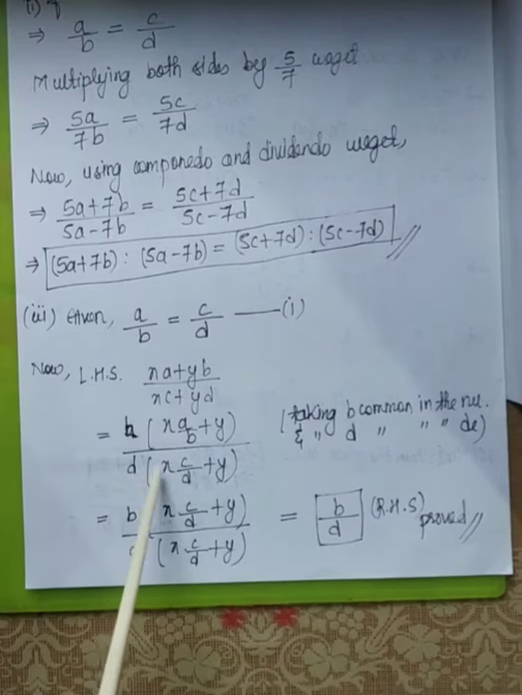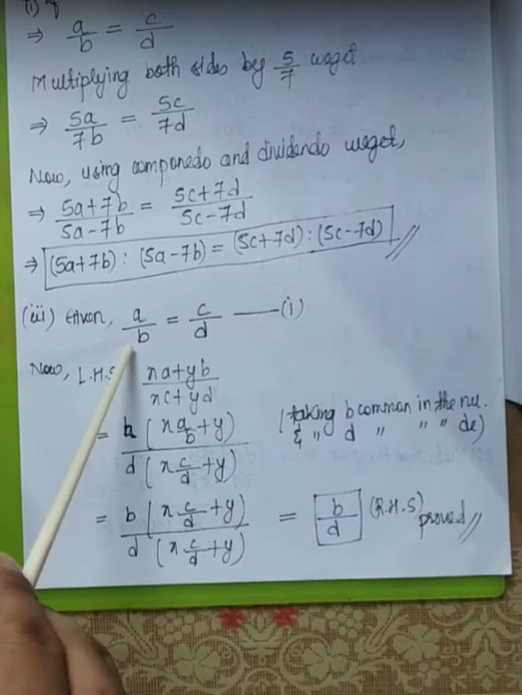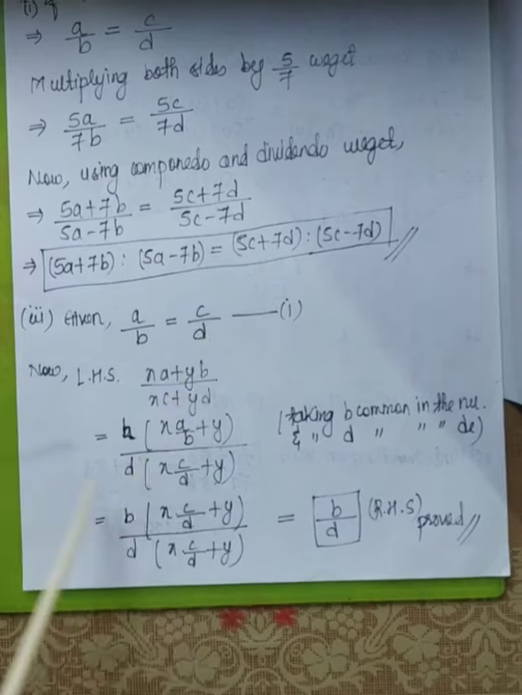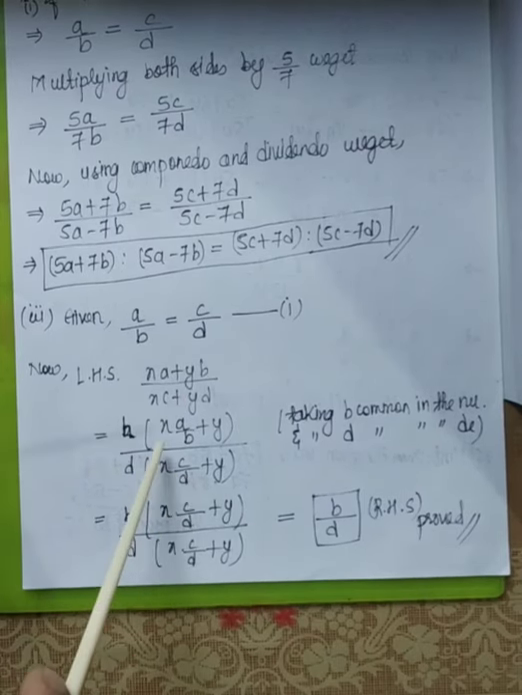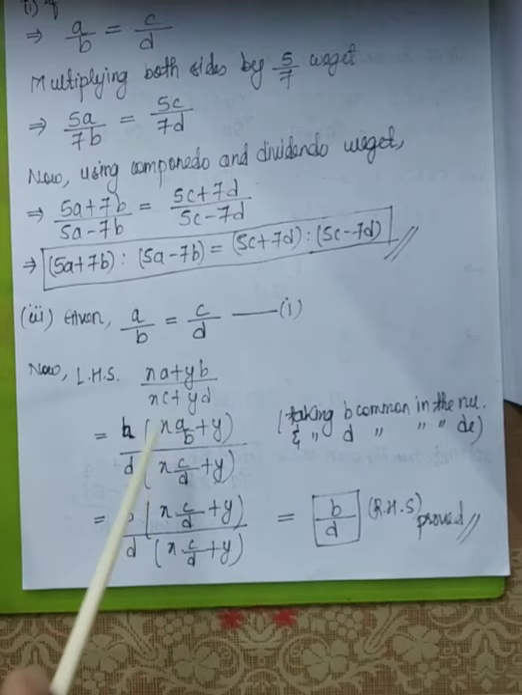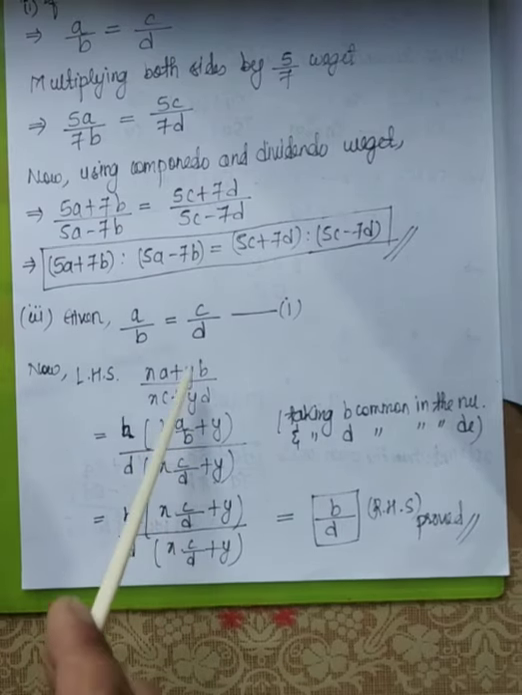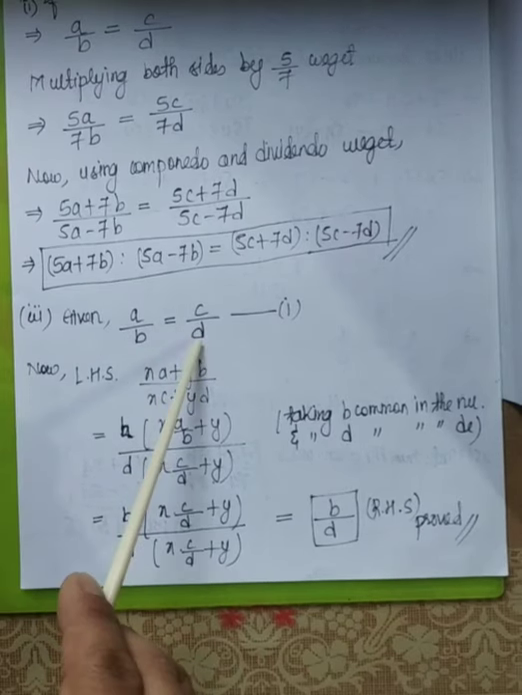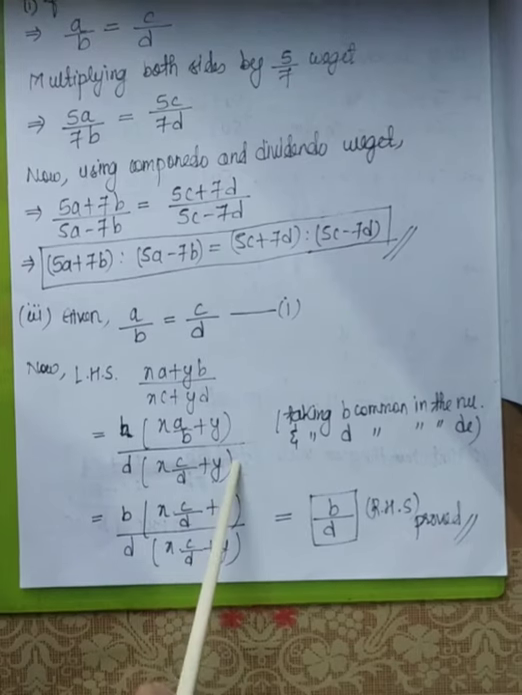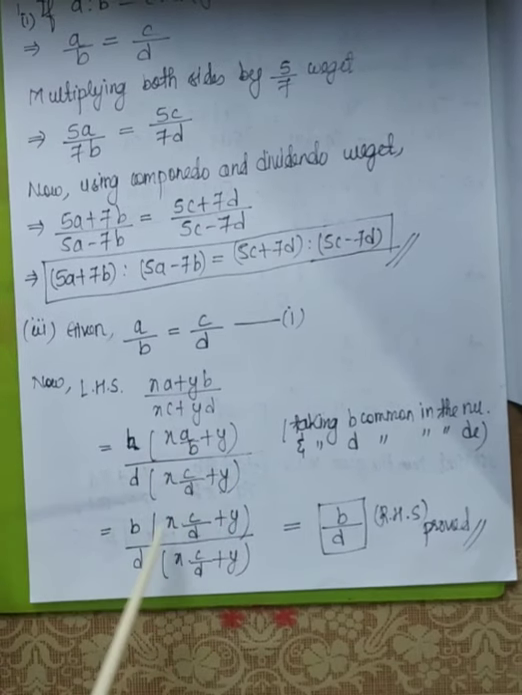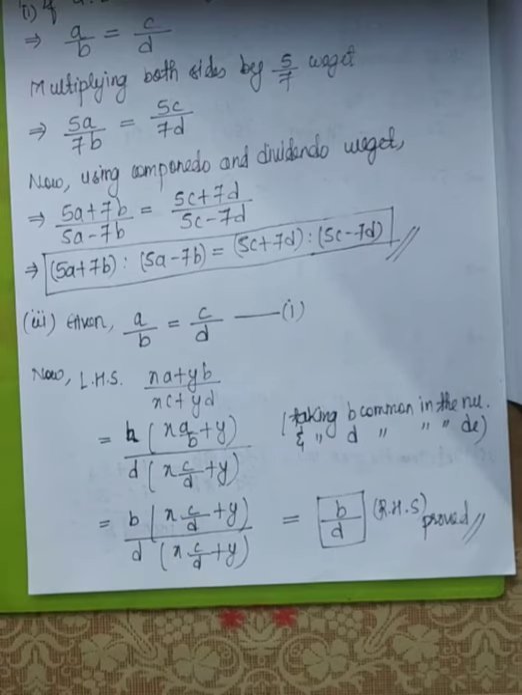Why I'm taking B and D common is because I have the value for A by B. What is the value for A by B? The value for A by B is C by D. So in the numerator, in place of A by B, can I replace it by C by D? Yes, from equation number 1. So from this step to this step, I'm replacing A by B with C by D. If I do that, numerator and denominator become equal.